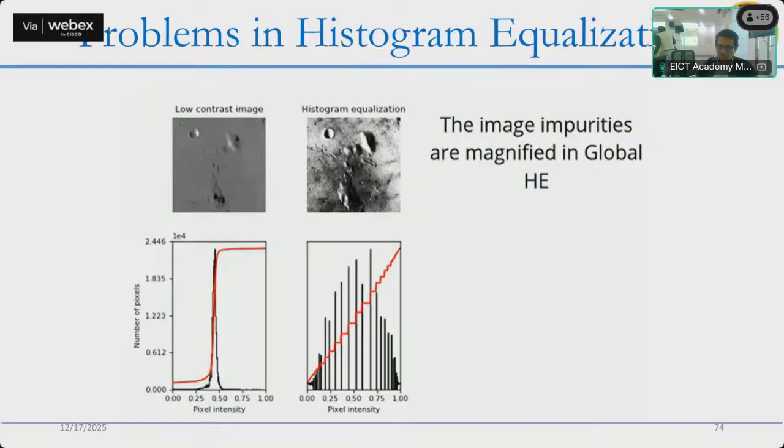Are you able to point out peak intensity? Peak intensity, it was there. See, we are never bothered about peak intensity. That's why we need to do this. This is the actual image.